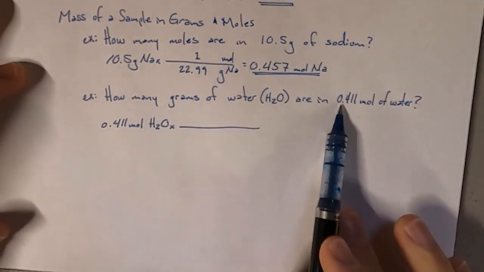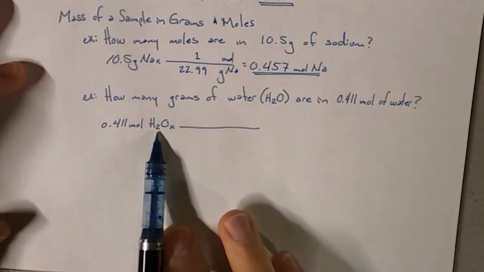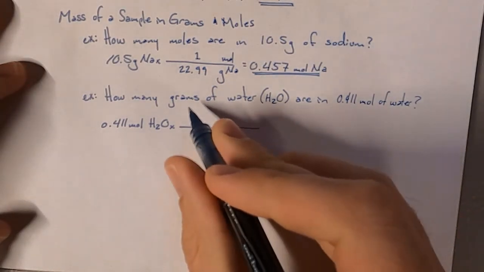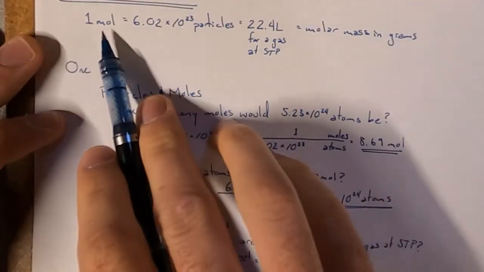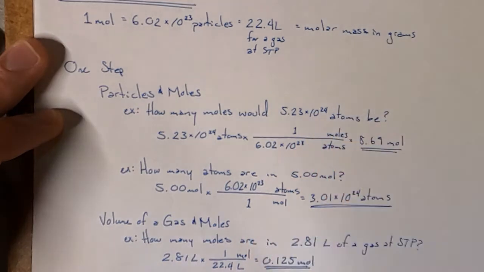So I've set this up with our number that we're starting with, including the substance to which it's referring. The units will go on the bottom of the fraction, and the units we want to end with, grams, will go on the top. Again, the equivalence is that 1 mole is equal to something's molar mass in grams.